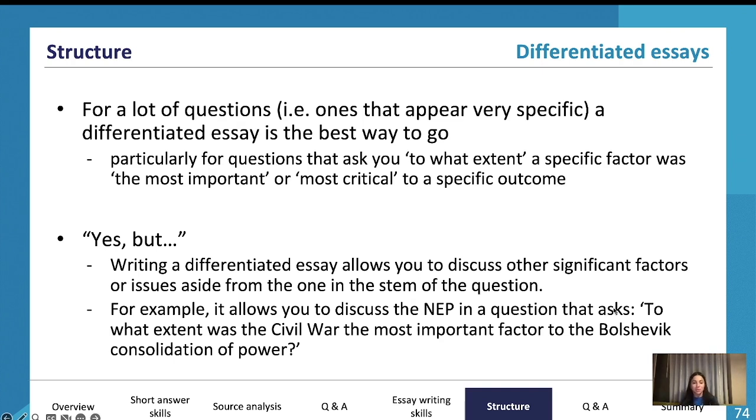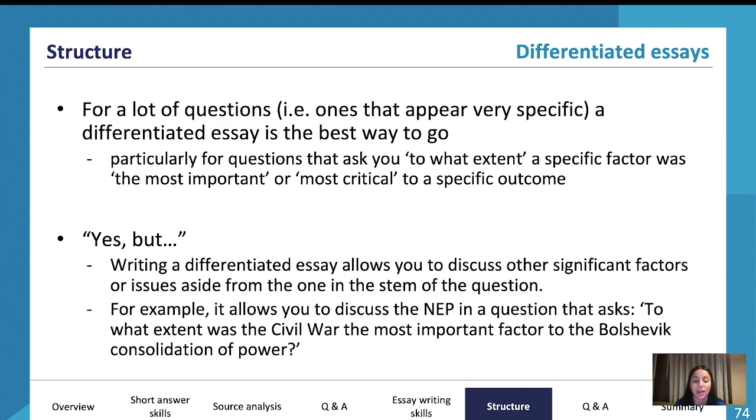If it was a question, to what extent was the Civil War the most important factor to the Bolshevik consolidation of power? You can say it is true to a great extent that it was an important factor. However, other factors such as the New Economic Policy also contributed to this overall gain of power. And that's just an example. What this does is open up the opportunity to talk about other dot points and show more knowledge of other dot points. Doesn't mean you need to.